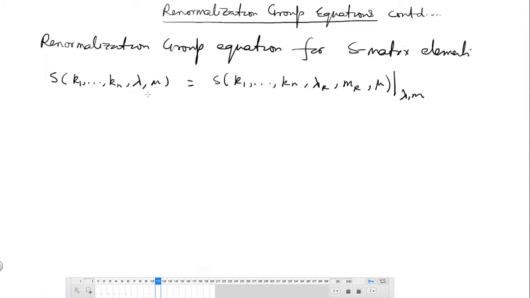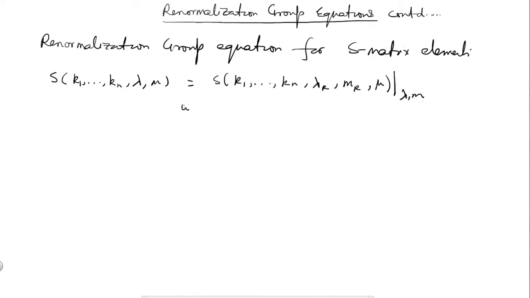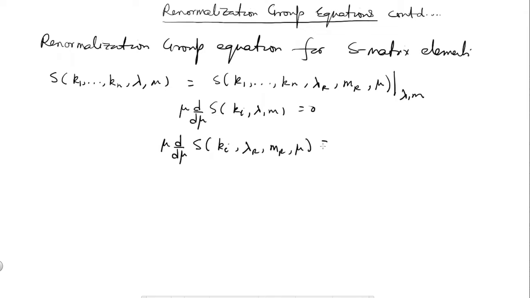So the left hand side, because this is independent of mu, there is no mu here because everything is in terms of bare parameters, mu d/d mu of S is 0. Instead of writing k1 to kn, I will just write k_i. This is 0. Which means that mu d/d mu of the same object written in terms of the renormalized quantities is also 0.